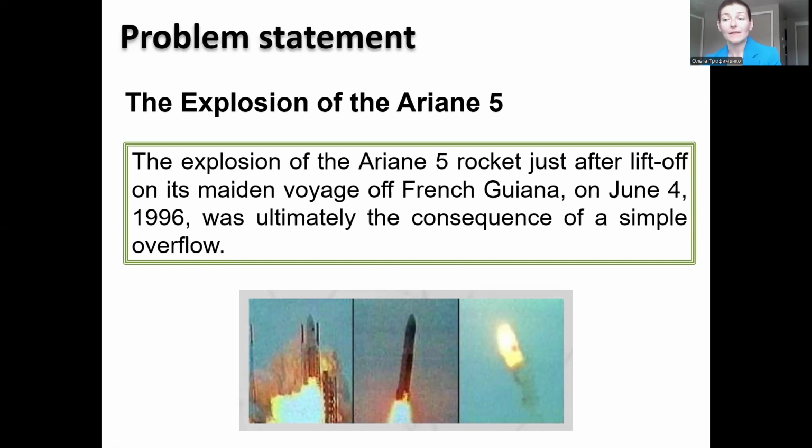It turned out that the cause of the failure was a software error in an inertial reference system. Specifically, a 64-bit floating point number related to the horizontal velocity of the rocket with respect to the platform was converted to a 16-bit signed integer. The number was larger than 32,768, the largest integer storable in a 16-bit signed integer, and thus the conversion failed.